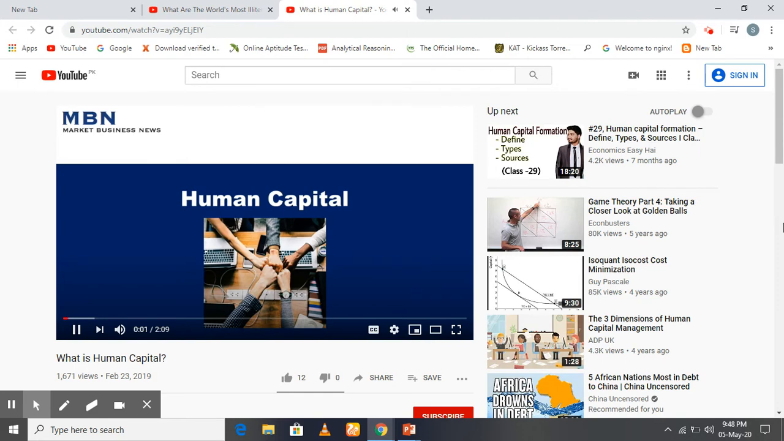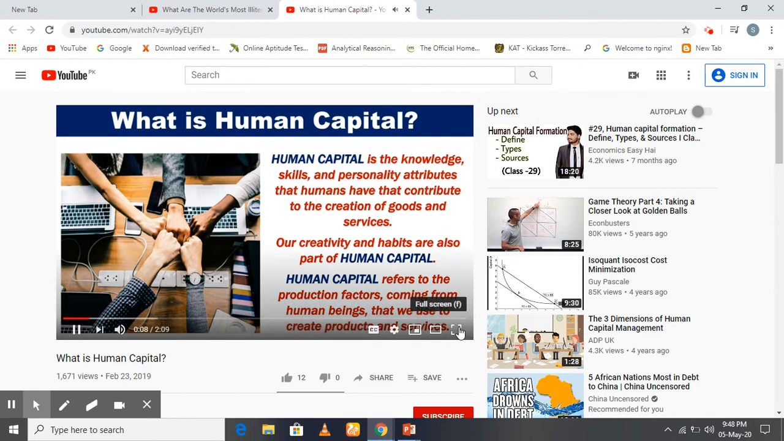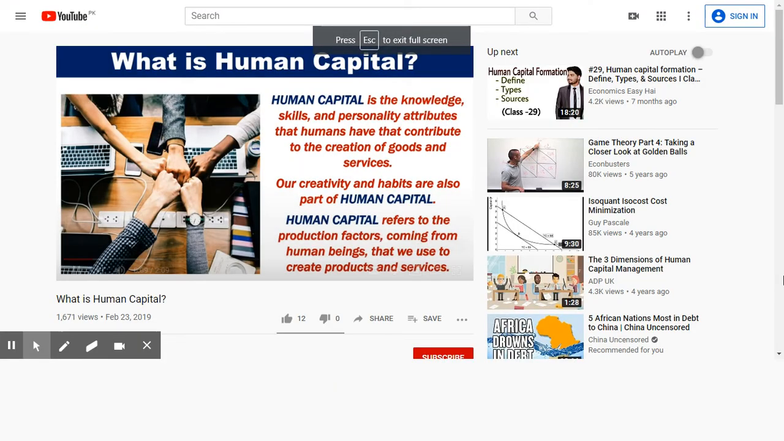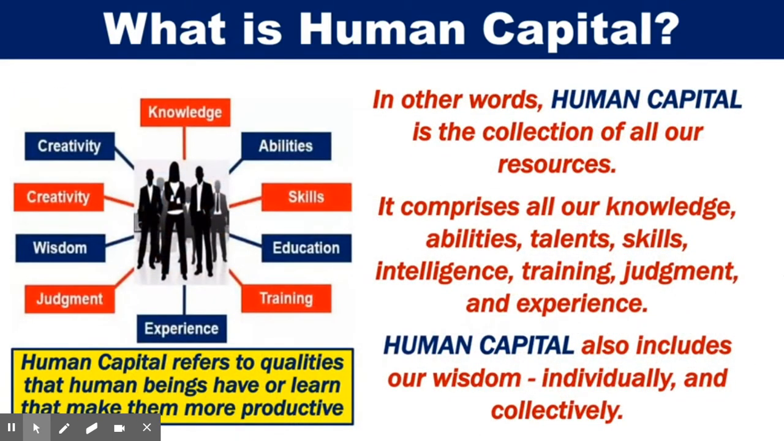What is human capital? Human capital is the knowledge, skills, and personality attributes that humans have that contribute to the creation of goods and services. Our creativity and habits are also part of human capital. Human capital refers to the production factors coming from human beings that we use to create products and services. In other words, human capital is the collection of all our resources.